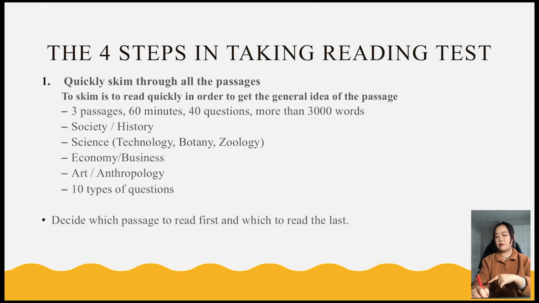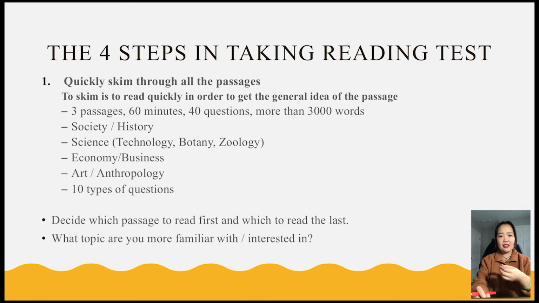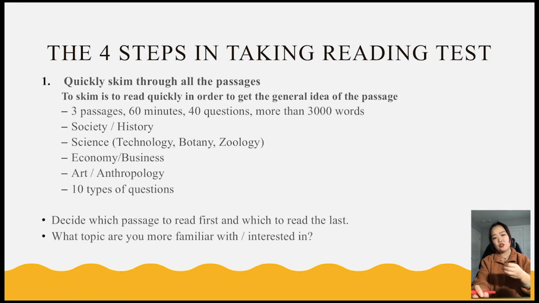However, some students, I noticed, tend to be good at different topics of passages. For example, I like science. I usually read news about science, and so the second thing we need to pay attention to in step 1 is to decide which topic of the passage you're more familiar with. For example, since I'm interested in science, I usually read about technology.